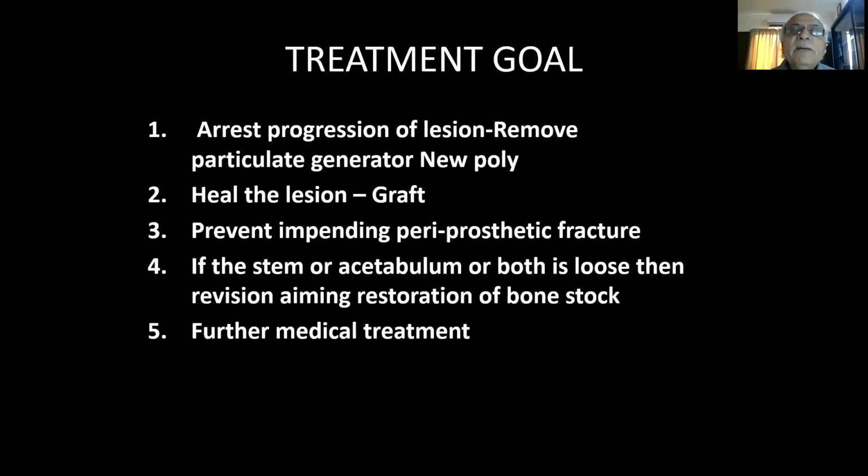Prevent impending periprosthetic fracture. You must operate on them earlier, especially on the femur side, before they fracture. Once they fracture, the surgery becomes complex. If the stem or acetabulum or both are loose, revise them, because you have to aim to restore the bone stock. And further medical management, we will come to last, what medical management we can do for this patient after liner exchange or after whatever the treatment is.